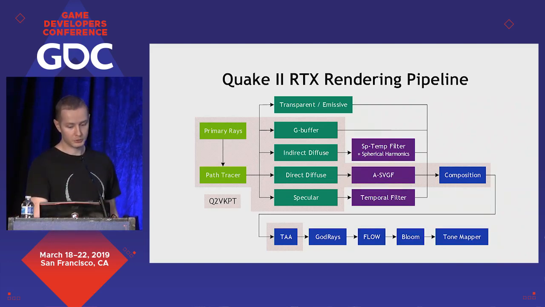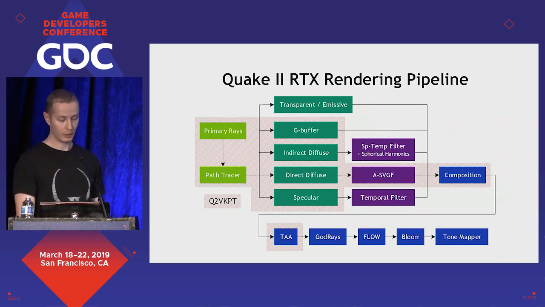We have albedo and normals there. Indirect diffuse goes through the spatiotemporal filter without variance guidance, but with spherical harmonics. Direct diffuse goes through SVGF, and specular goes through the temporal filter. After that, all the channels are composited on top of the G buffer, and then temporal anti-aliasing is applied.